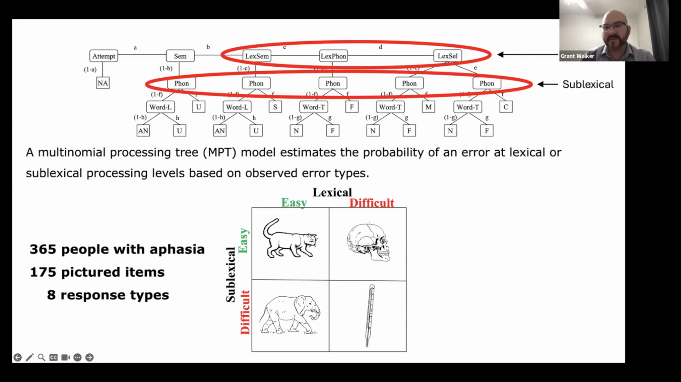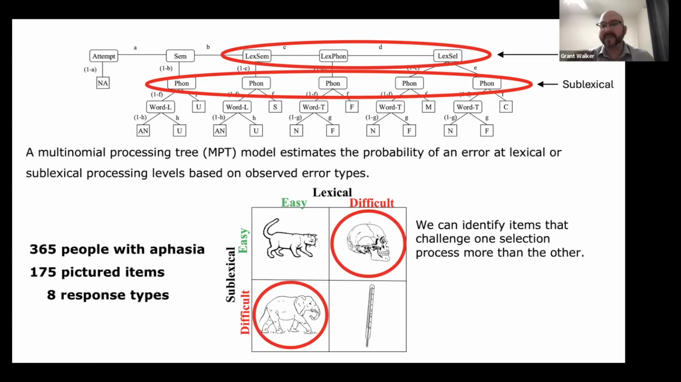Whereas, on the other hand, an item like cat or skull has few phonemes and is pretty easy to put together, whereas elephant and thermometer have more phonemes and are harder to put together. So we can rate these items in terms of whether they're easy or difficult for lexical or sublexical ability. And then once we've done that, we can find items that challenge a particular level.